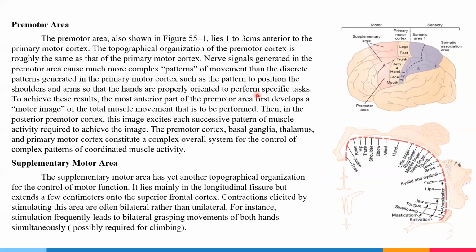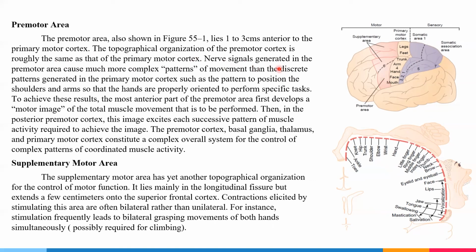Next, we move on to premotor area. The premotor area, as shown in this figure, lies 1 to 3 centimeters anterior to the primary motor cortex. The topographical organization of the premotor cortex is roughly the same as that of primary motor cortex. So here is the premotor cortex that is shown in pink around here, this portion.